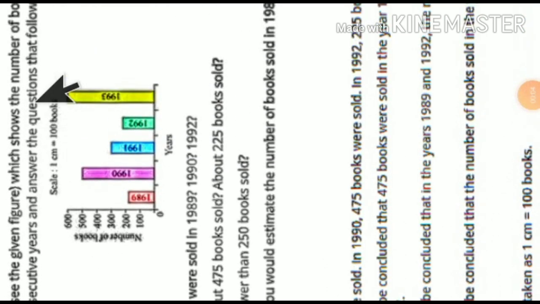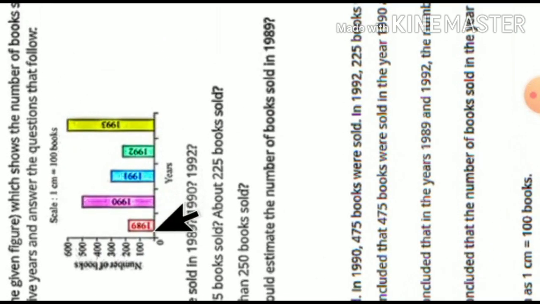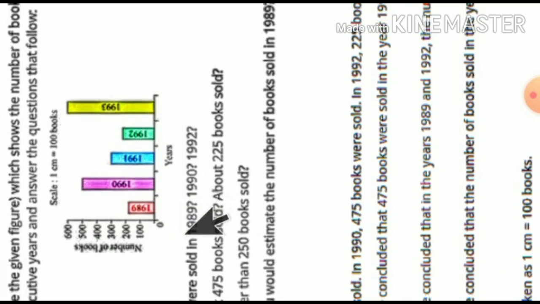Let us see question number 2. Read the bar graph, see the given figure, which shows the number of books sold by a bookstore during 5 consecutive years and answer the questions that follow. So here the years are given: 1989, 1990, 1991, 1992 and 1993. Here the number of books are given. So we have to answer the question about how many books were sold in 1989, 1990 and 1992.